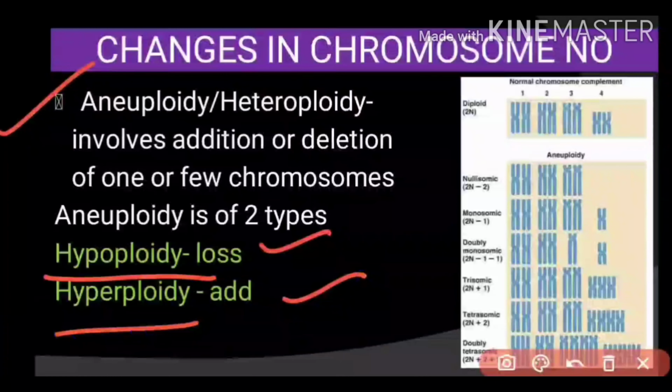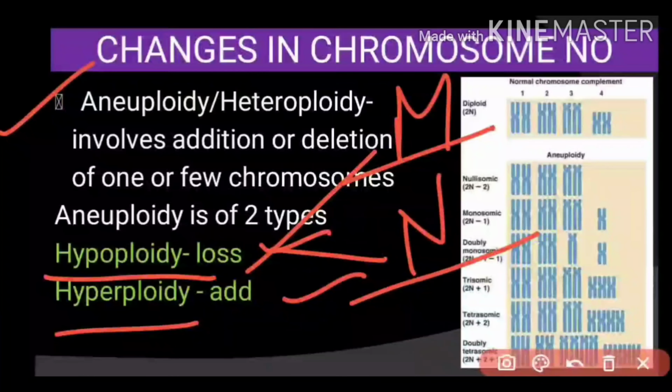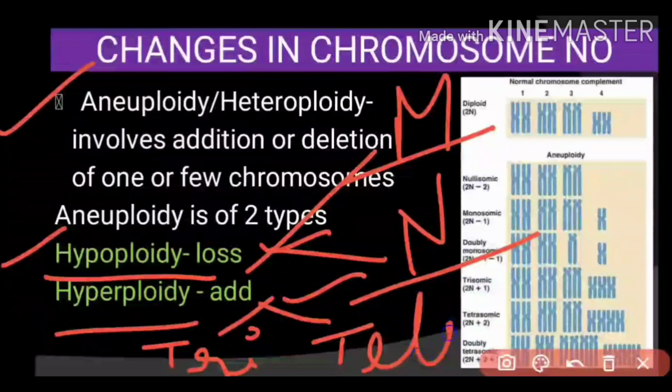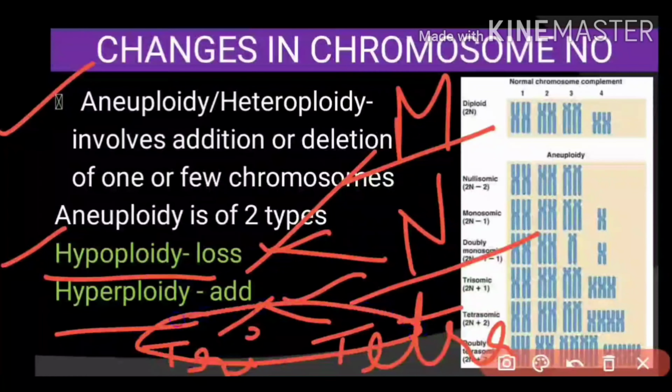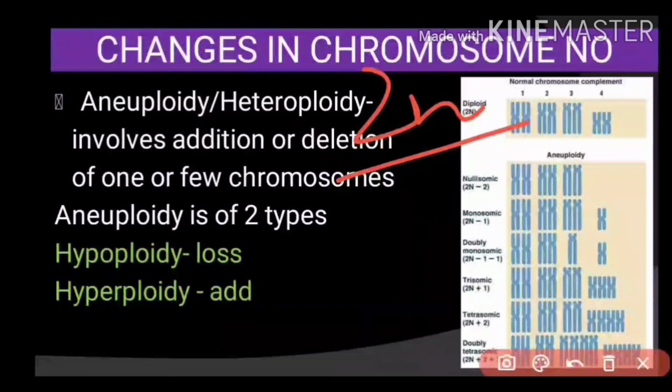termed as hyperploidy. Hypoploidy involves monosomy and nullisomy, in which there is a loss of chromosome, and trisomy and tetrasomy are placed in hyperploidy, in which there is an addition of chromosome. So both the T's, remember, are placed in hyperploidy because there is an addition of chromosomes. Now look at this figure. Here you can see this is the normal chromosome complement, the normal situation, diploid type 2n. Now these are all the different types of hypoploidy and hyperploidy.